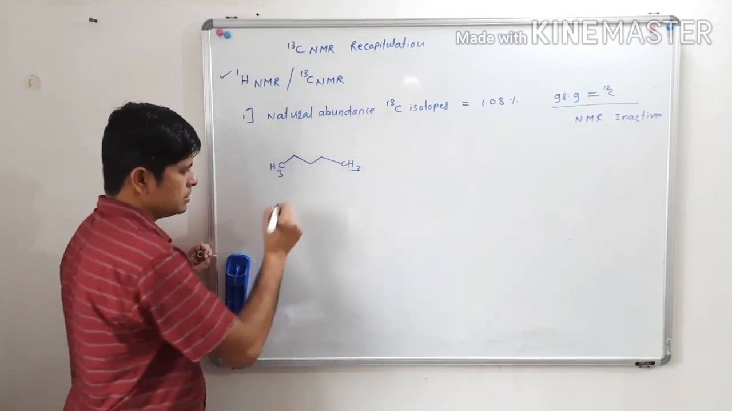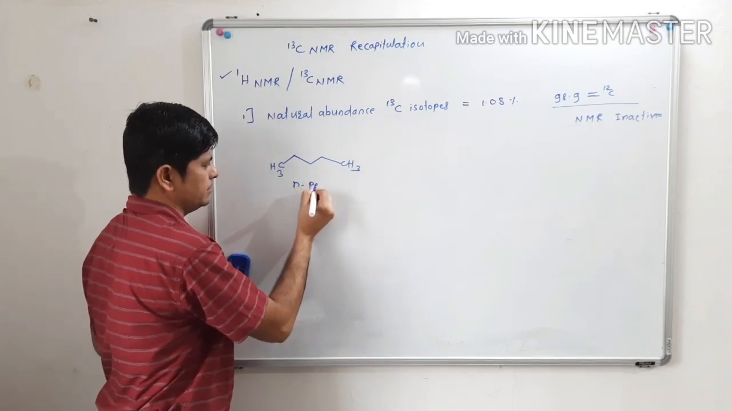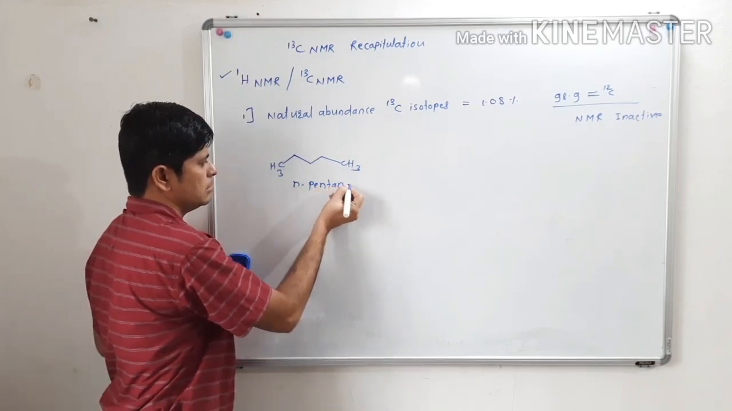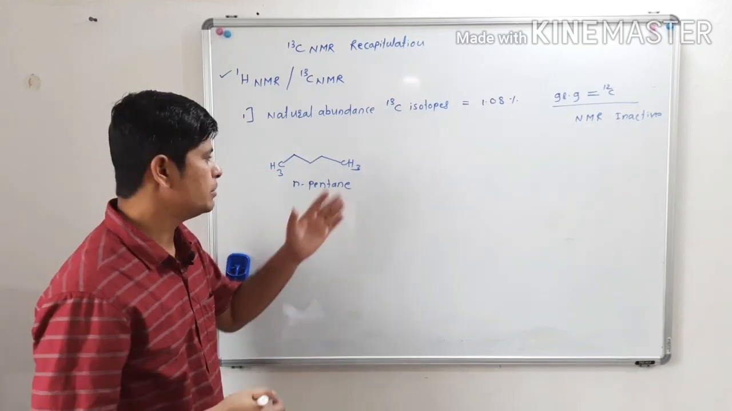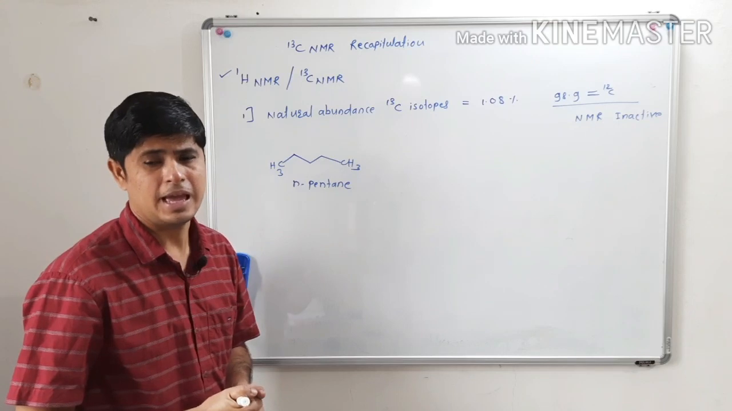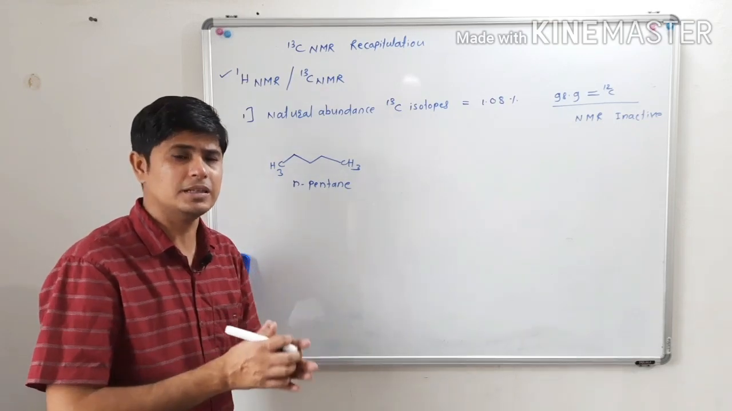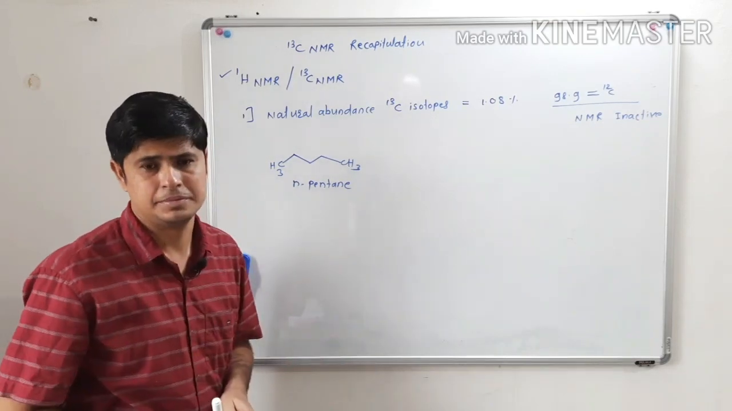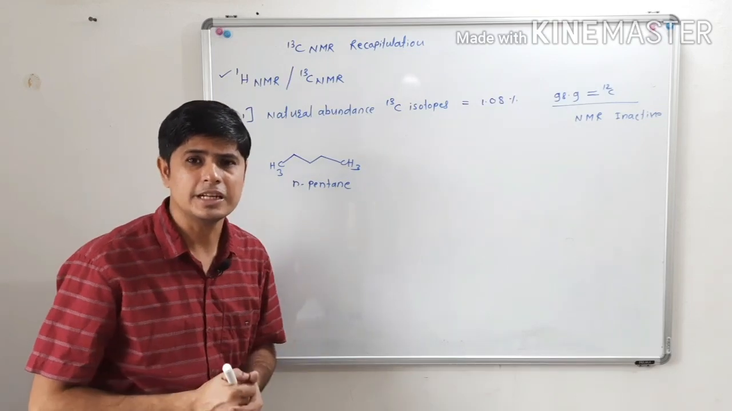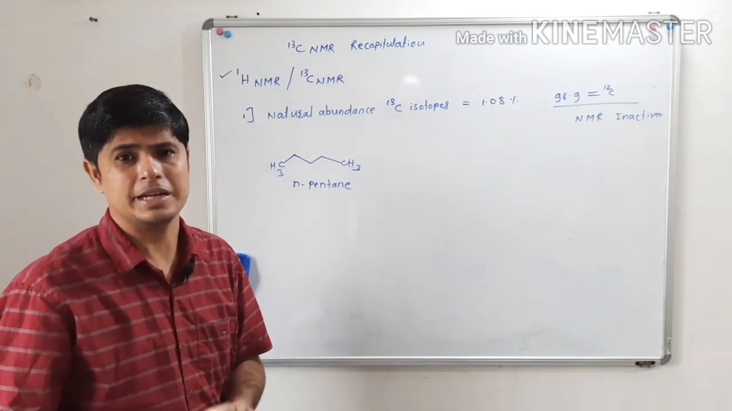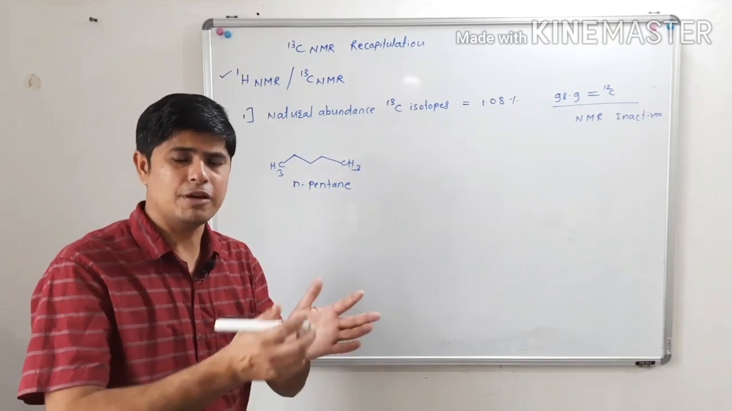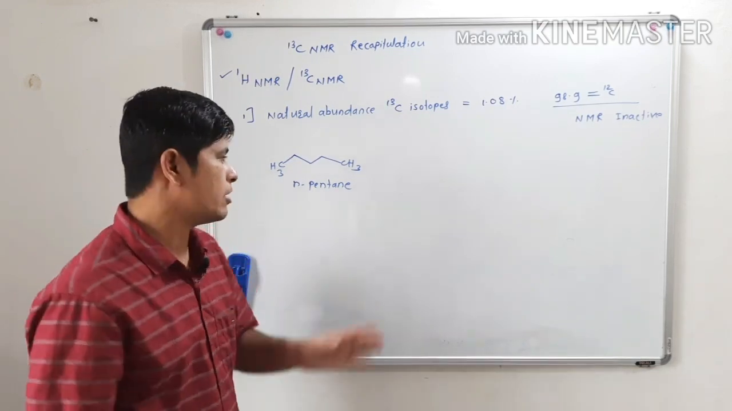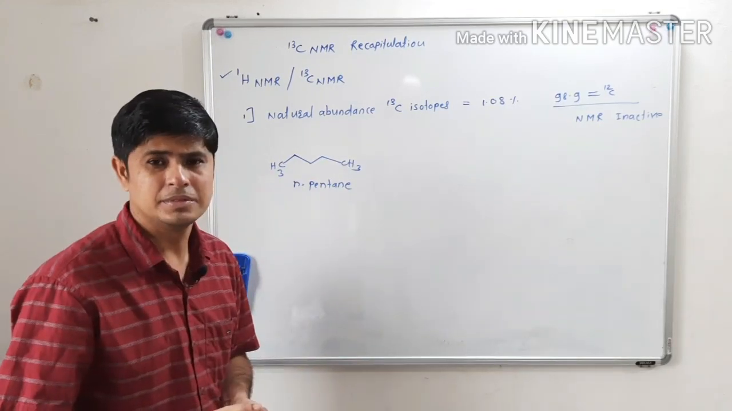Okay, if we take some example like n-pentane, a very small example having only 5 carbon atoms, and if we have to record the carbon-13 NMR of this sample of n-pentane, what will happen?